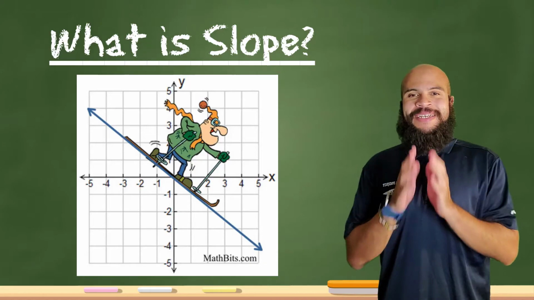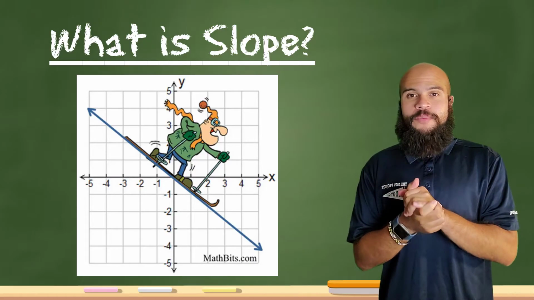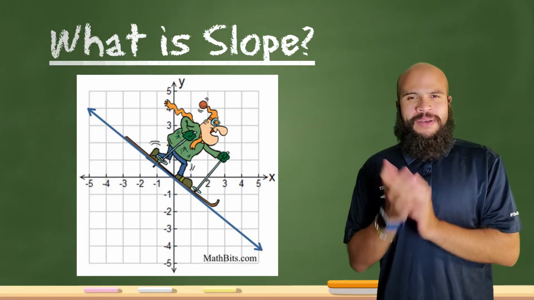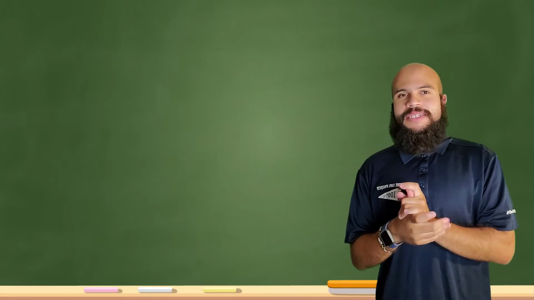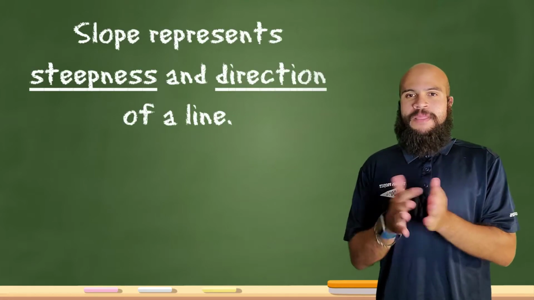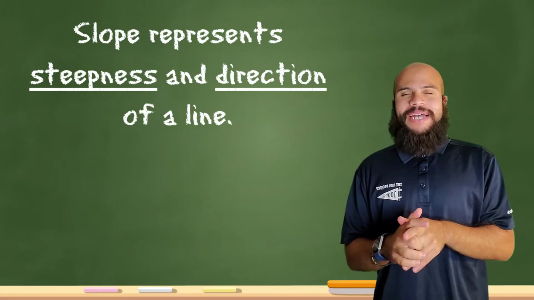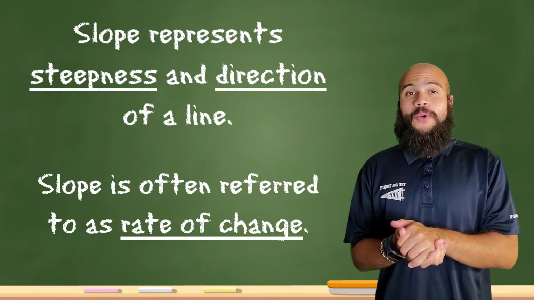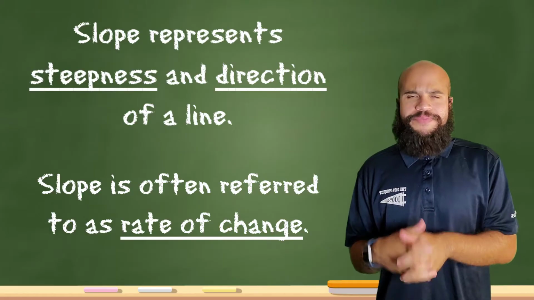With that said, I'm excited to provide you with this introductory video on a new mathematical term for most of you, which is called slope. So what is slope? Slope is actually a value in mathematics that describes the steepness and the direction of a line. Slope is often referred to as rate of change, as the slope does indeed measure how quickly something is changing over a given amount of time.